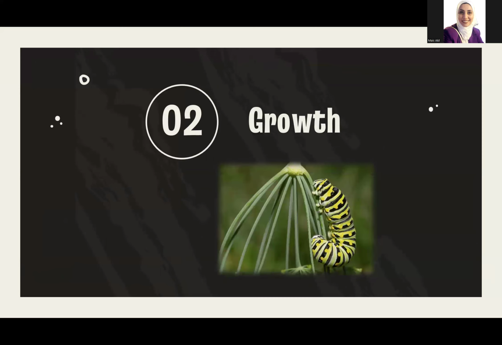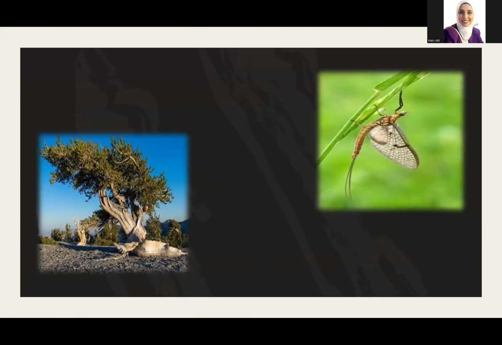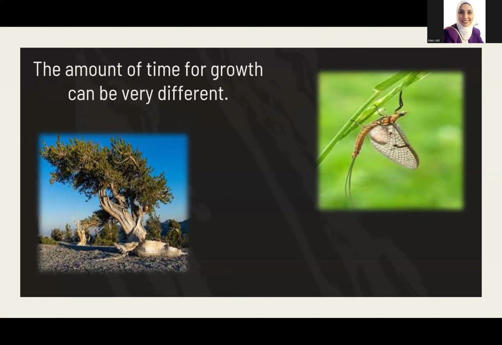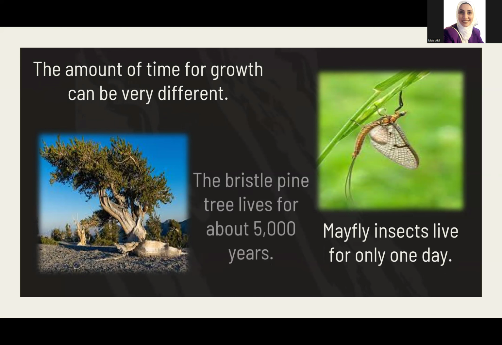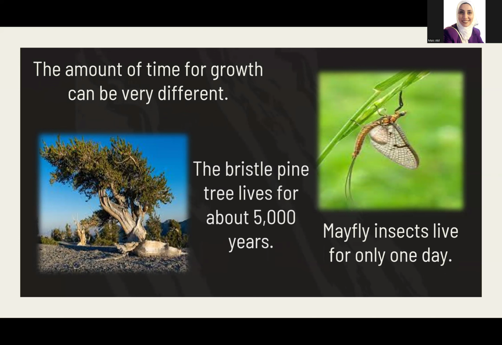Now the growth. We mean here by growth the amount of time for growth. It can be very different. For example, for the mayfly insect, its life cycle will take only 1 day. It lives for only 1 day, while the bristle pine tree lives for about 5,000 years. So the duration of growth can be different from one organism to another.